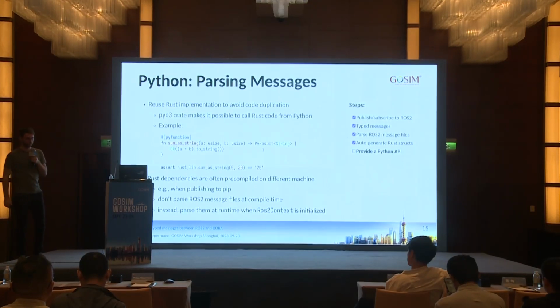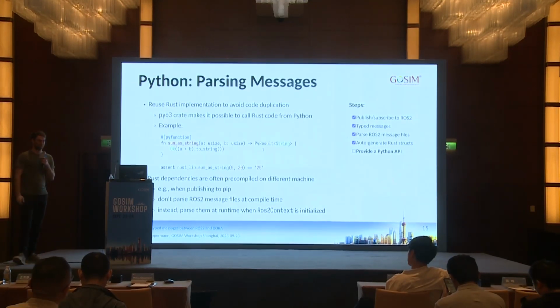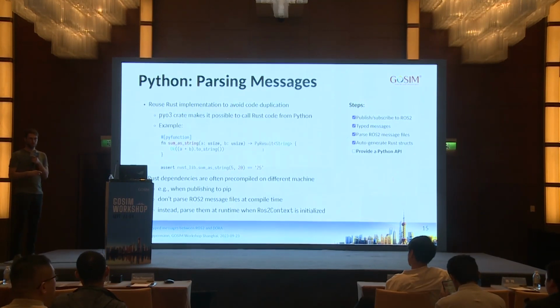One thing that is important to mention is that Rust dependencies of Python code are often precompiled on different machines. If you publish a package to pip and you have a Rust dependency, then this dependency will be precompiled on your build machine. And if you use it later on a different machine, then you will just download it. So it's not a good idea to do compile-time message generation here, because we are interested in the message types of the machine where it's used, and not in the message types on the machine where it's compiled, right?